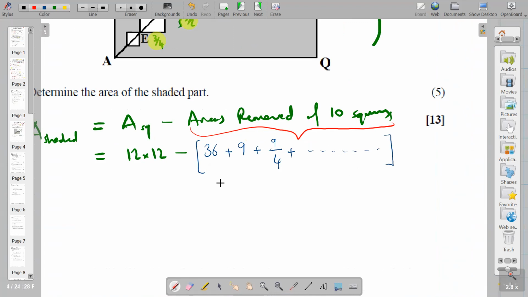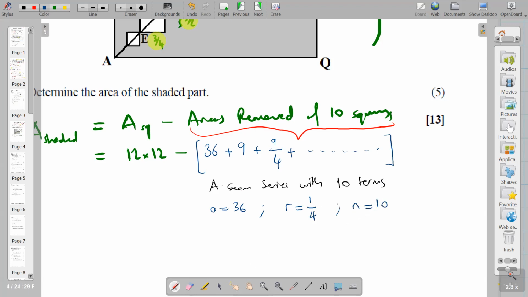So what does this tell us? It gives me a geometric sequence, or let's say series, because we are adding them. It's a geometric series with how many terms? With 10 terms. So we will add this. What I need to know is A as the first term, 36, and R, what's happening every time, T2 over T1, 9 over 36, every time we divide by 4. And we need to know N. So what is N? 10.